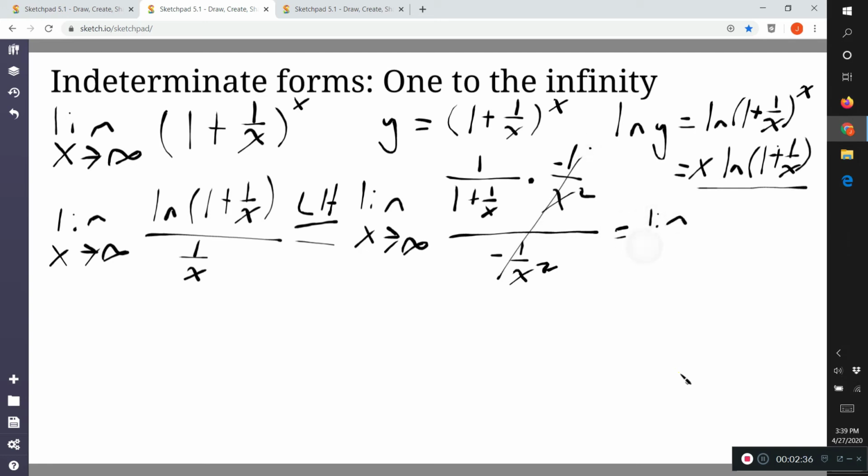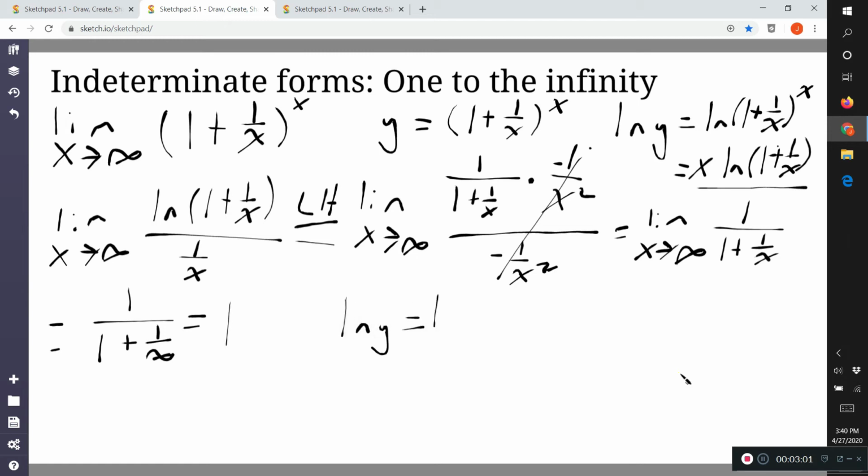Limit as x goes to infinity of 1 over 1 plus 1 over x. So when we plug infinity in there, 1 over infinity goes to 0, so this all comes out to be 1. Now remember, that's not my answer. That means that the natural log of y is equal to 1. Apply e to both sides, and we get y equals e to the first power, or just e.